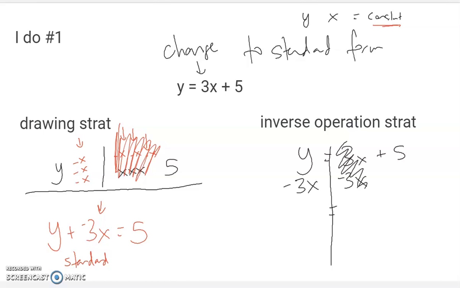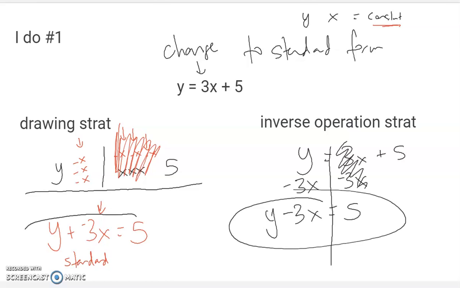What's y minus 3x? I don't know, but I can write it. Y minus 3x, whatever it is, equals 5. And you'll notice same thing here and here. Two strategies. I now have it in standard form where the x's and the y's are together on one side and the constants together on the other. You'll notice a small difference. This one says y plus negative 3x. This one says y minus 3x. Those are the same. Remember, anytime there's subtraction, we add the opposite, and those do come out the same.